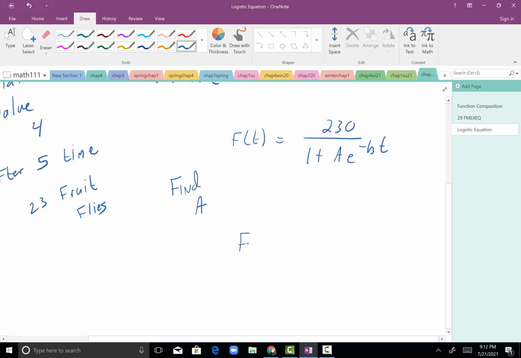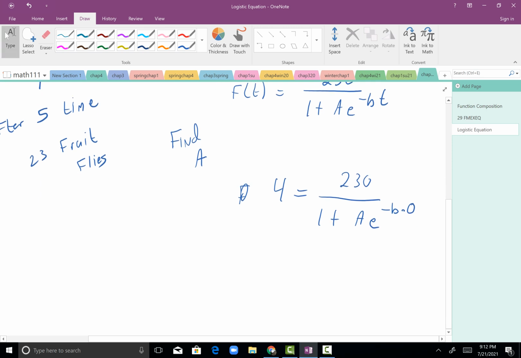We know the initial value is 4, so I'm going to put that in for f of t. I'm going to put 230 there, over 1 plus A e to the negative B. The time is 0. And that's huge because now that becomes e to the 0, which becomes a 1. That makes things a lot easier because that's all we got down there.